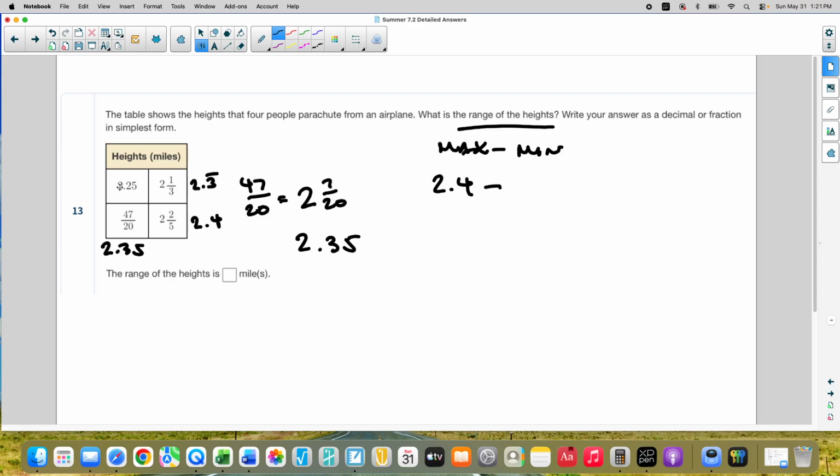So we want to take our maximum value, which is going to be 2.4, and we're going to subtract our minimum value, which is 2.25. That's our smallest value. And you subtract those two, 2.40 minus 2.25 gives me borrow 1. So the range of the heights is 0.15 miles.